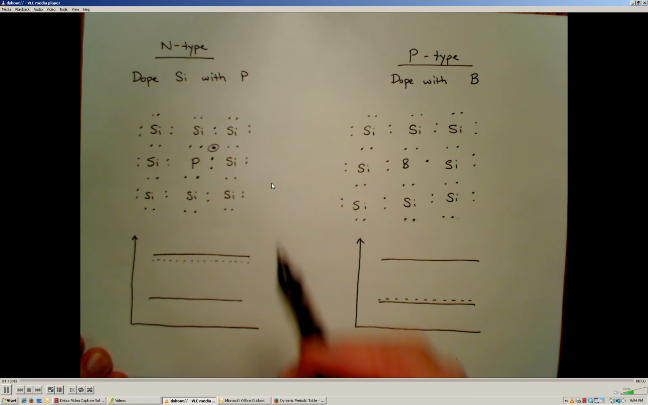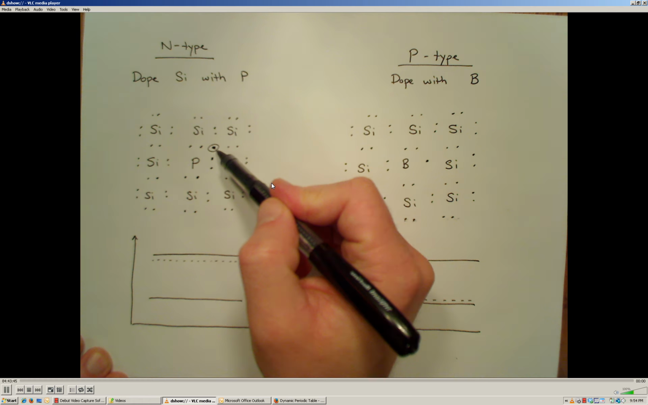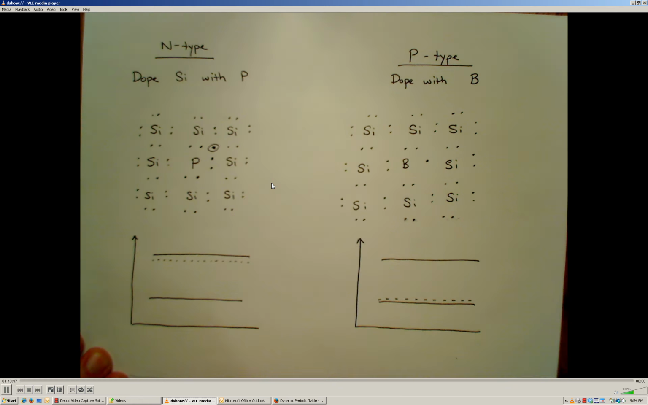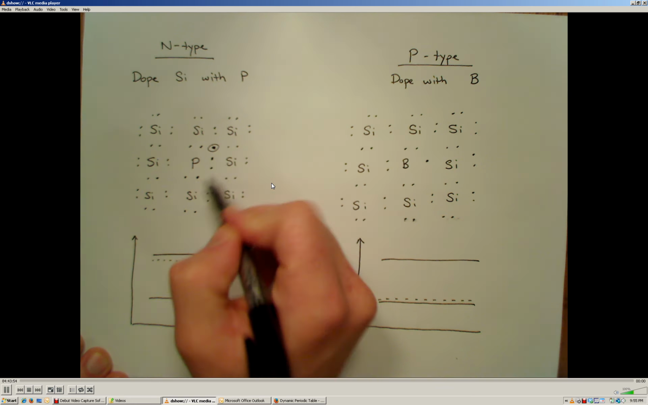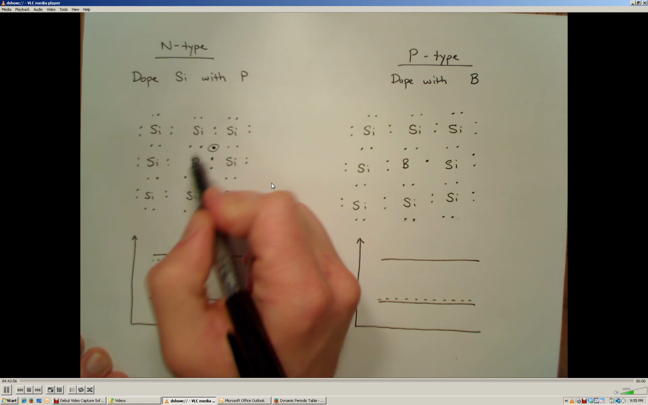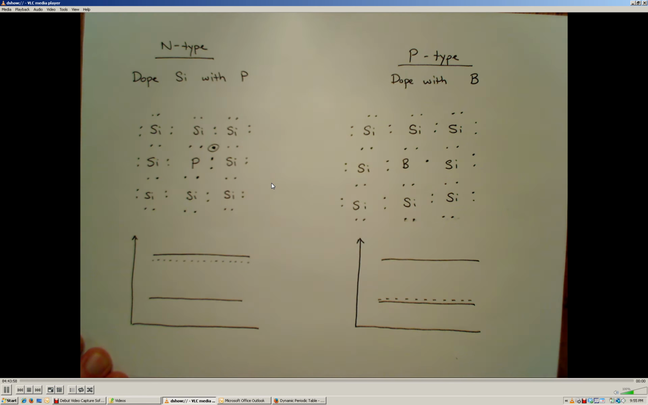So in this case, we're going to have an extra electron, and this extra electron is going to have more energy associated with it. It's going to be associated with this phosphorus atom, orbiting around it, but it has a higher energy level.